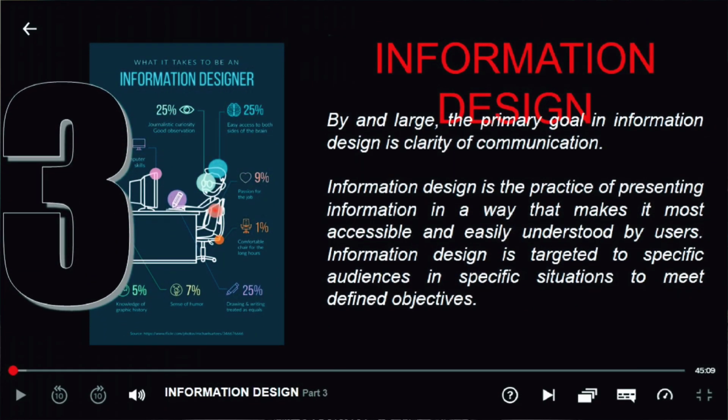Information design, by and large, the primary goal in information design is clarity of communication. Information design is the practice of representing information in a way that makes it most accessible and easily understood by users. Information design is targeted to specific audiences in specific situations to meet defined objectives. So, from the context itself, the process of presenting information in a way that promotes an efficient interpretation of materials is known as information design.